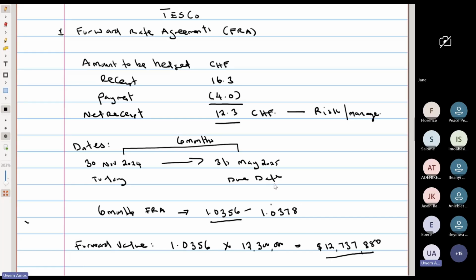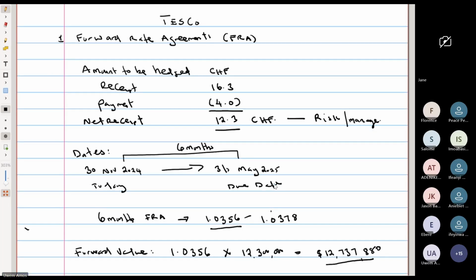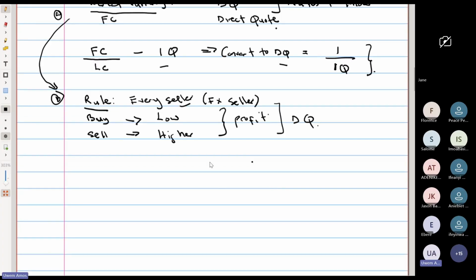If it is an indirect quote, 1 divided by the indirect quote rate. But for our question, it's a direct quote. So we need to sell, and the FX dealer is buying from us. So they buy from us at the lower of the two rates because they're in business. So they're going to buy low and sell high.